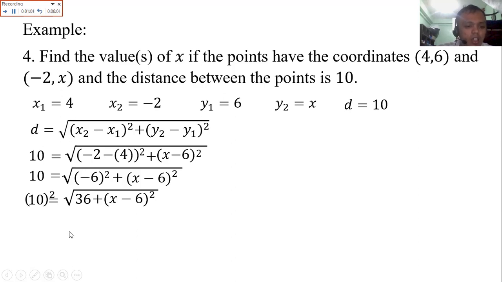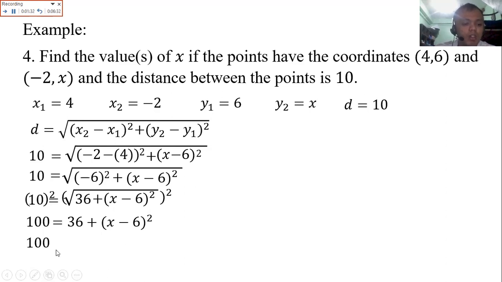Then, shortcut method ito. Get the square of both sides. Wag mo nang galawin yung x minus 6 para di tayo malito. Square of both sides, yung 10 natin, 10 squared magiging 100. Ang purpose ng pag-square natin both sides is to remove the radical sign. Kung may exponent na 2 sa labas, cancel out na yung radical sign tsaka itong exponent na 2. Ang matitira is 36 plus x minus 6 squared.